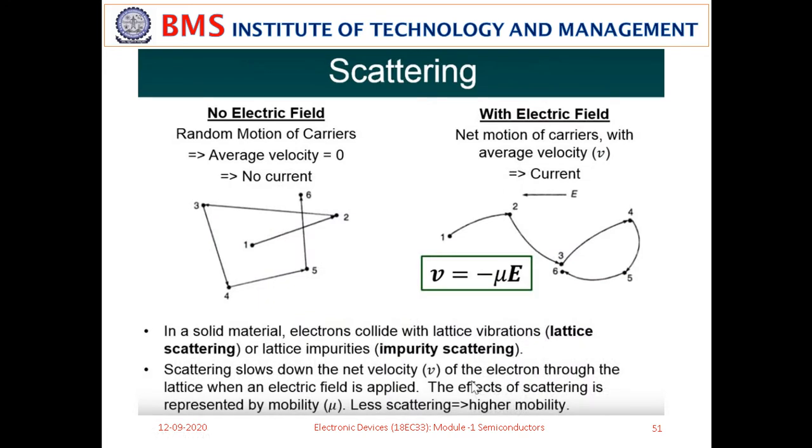Okay, so now if you look at scatterings, as we said, there are two types of scattering. When there is no electric field, you can see there is a random motion of electrons here. There is no one particular direction in which electrons are moving. For example, electrons will start from here and collide with a lattice atom in the semiconductor, and again change direction and move elsewhere. The overall path of the electron is random in nature. So there is no straightforward motion of electrons here.